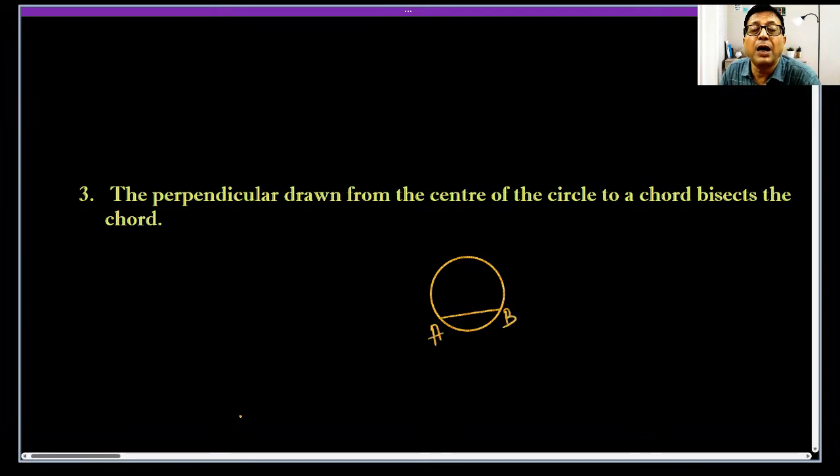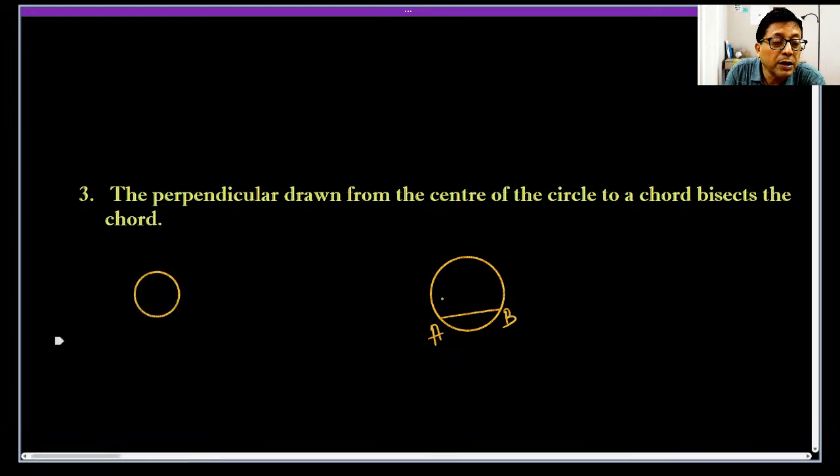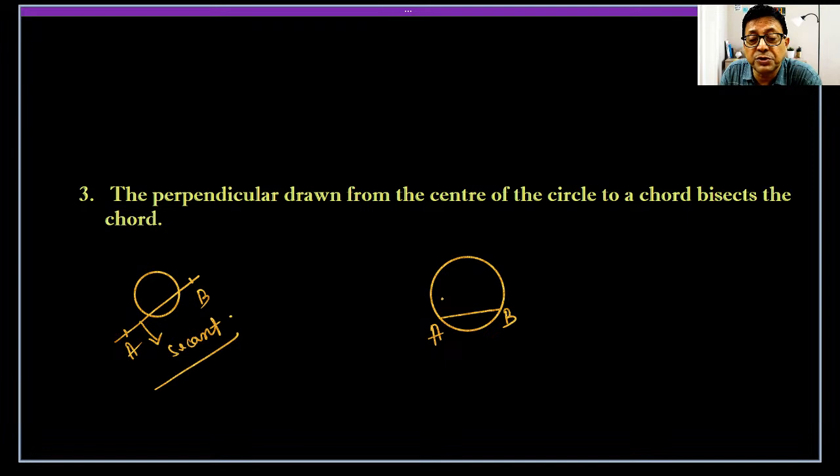One thing I have to make clear, this one is a chord definitely. AB is a chord. But if you extend the line beyond and write AB here, this is not a chord. This is going to be a secant. You must be familiar with these terms. So this is a chord AB.